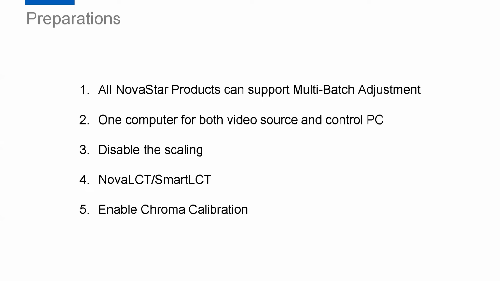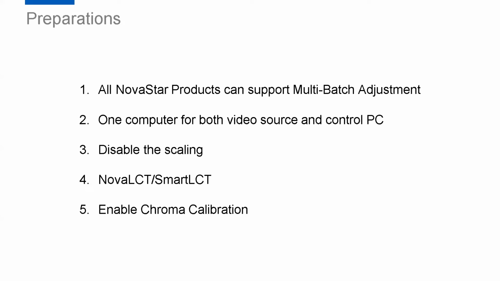And the last one, the fifth, is to enable chroma calibration. As I mentioned before, multi-batch adjustment gives you a way to manually adjust the coefficients inside the modules, so we need to make sure the calibration coefficients are adjustable. I'm not going to explain the first 4 preparations further because they are pretty easy to understand.